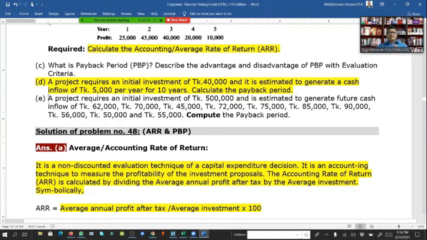Payback period is one single math. A project requires an initial investment of 40,000 and it is estimated to generate a cash flow of 5,000 per year for 10 years. That means an equivalent amount of 5,000, wholly for 10 years, every year we will get 5,000, 5,000, 5,000 this way. So calculate the payback period.